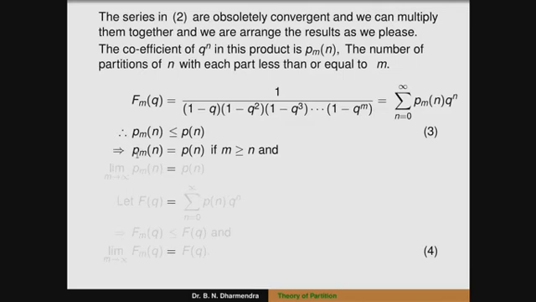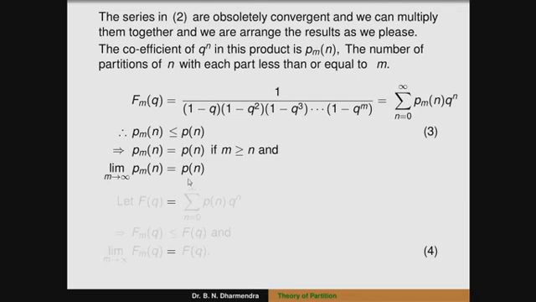So when taking the limit as m tends to infinity, p suffix m of n is equal to p of n, that is the condition. Here, in the case where n is less than or equal to m, that is m is greater than or equal to n, we have to restrict each part to be less than or equal to m. So using this condition, we can call this equation 3.